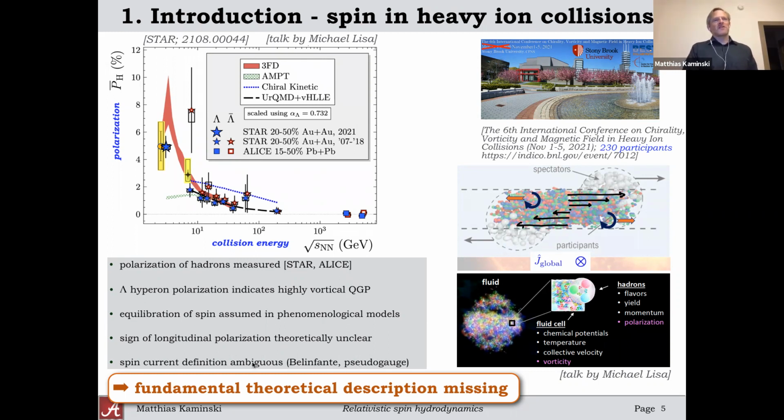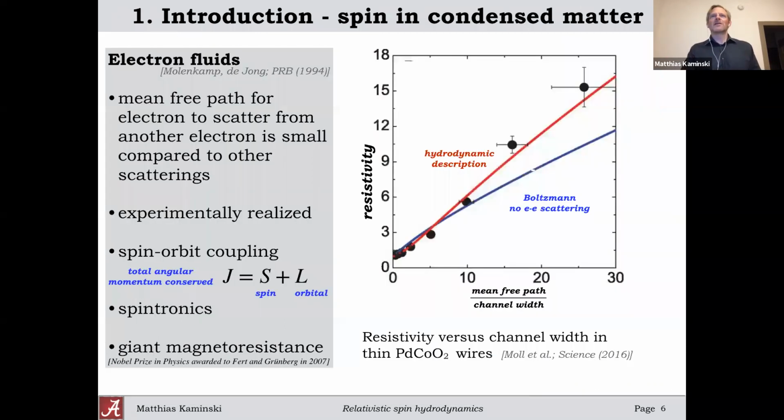So something as fundamental as the definition of the correct spin current is ambiguous. That tells you that there's fundamental theoretical insight that we could gain here, and that some fundamental theoretical description is missing. So after this lengthy introduction, let me just offer such a description. Since we're already a little forward in time, I will not talk about this slide on condensed matter physics.